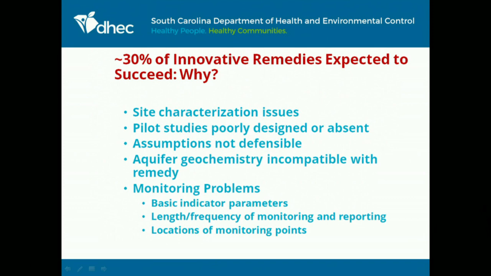And sometimes these projects that didn't succeed were not checking the basic indicator parameters, and they might have waited a year to send us a report on how they were doing. So by the time we find out, oh my goodness, things aren't doing what we were hoping, it's already been a year, and it's very difficult to go back and make corrections. And then sometimes the monitoring points were just like a 5-year travel time. They're 5 years away from where the technology is being implemented, and that really doesn't help us understand how it's doing.